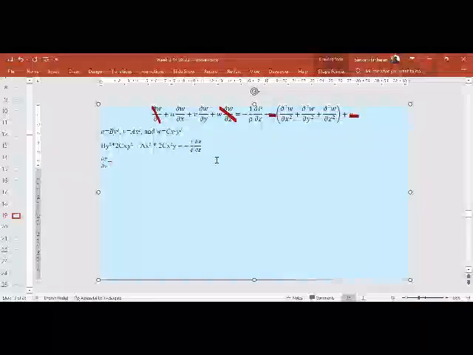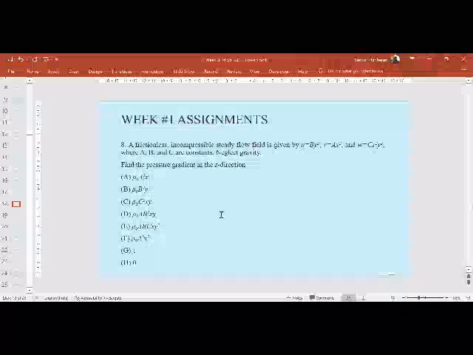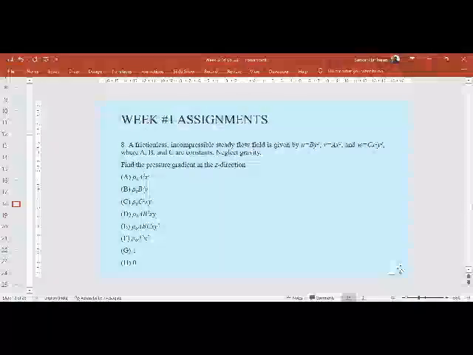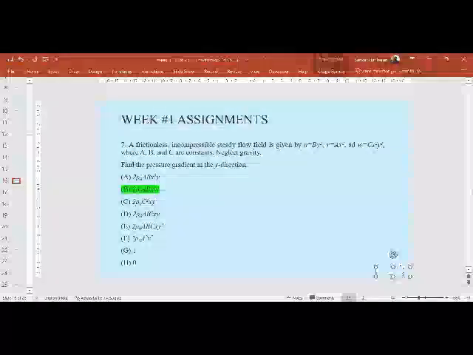Okay, rearranging, you'll get 2 rho cxy times (by cube plus ax cube). This is the pressure gradient in the x direction, but I'm not able to arrive at the solution that's been given here for the pressure gradient in the z direction. I think there is some mistake with the answer they have given, so let me just get back to you on that.